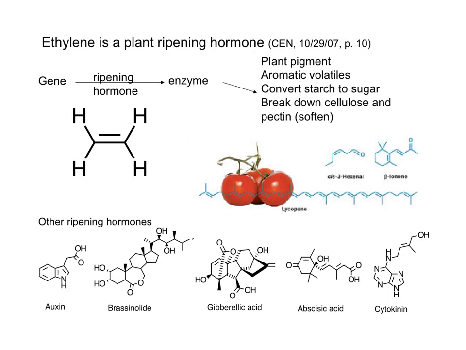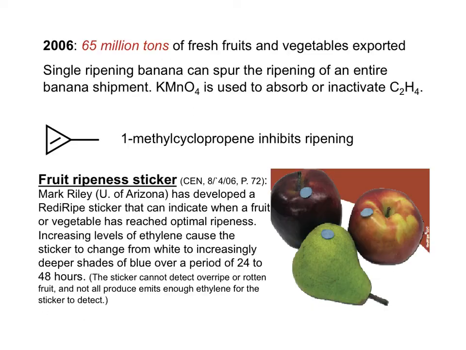Ethylene is the simplest alkene. It's used as a plant ripening hormone, which will turn, for example, unripe green tomatoes into red tomatoes. Ethylene is a much simpler compound than other ripening hormones. One ripe banana can ruin an entire banana shipment if it ripens before it gets to the store. This cycloalkene is used to inhibit ripening.